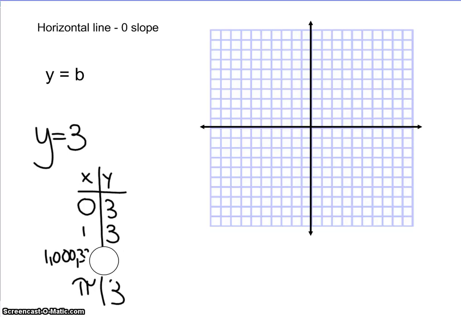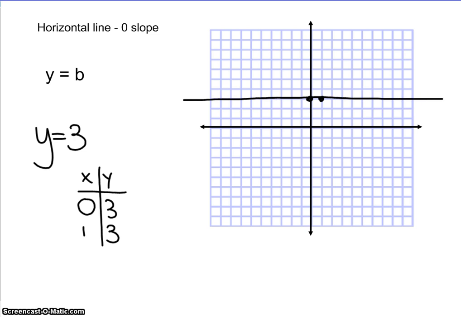Now in general, whichever variable I'm told has to be equal to something, in this case y has to be equal to 3, I'm just going to use 0 and 1 for the other one. So I got 0, 3, which I can plot, and 1, 3, which I can plot. And just like the other cases, when I have 2 points, I can draw a line.